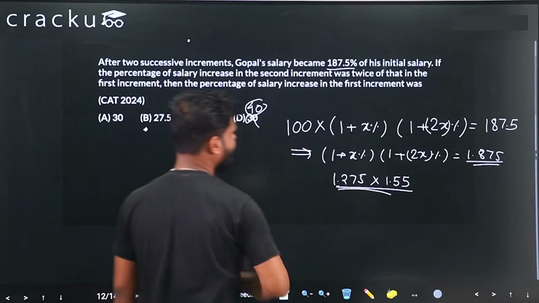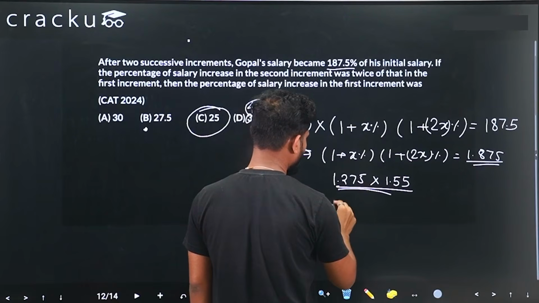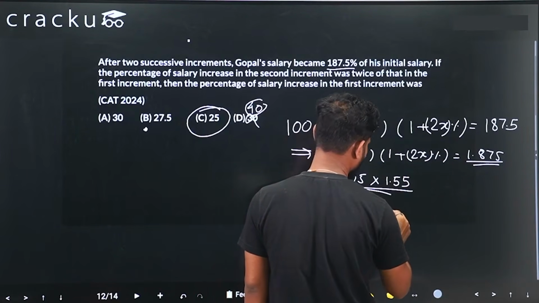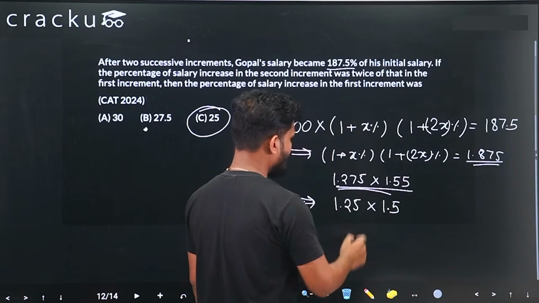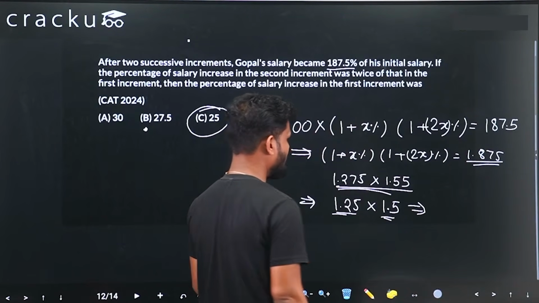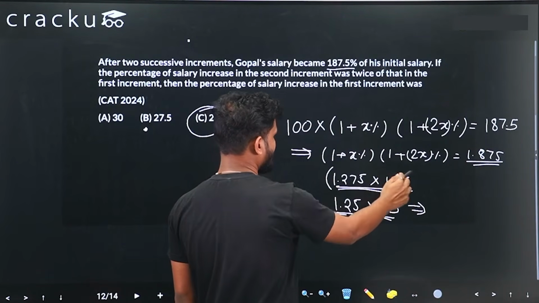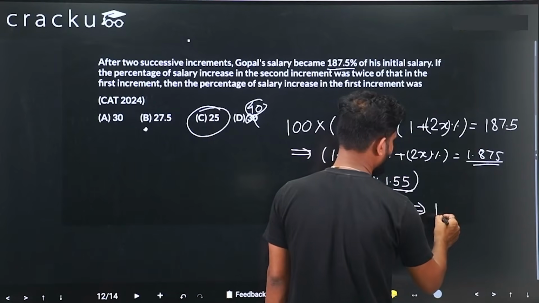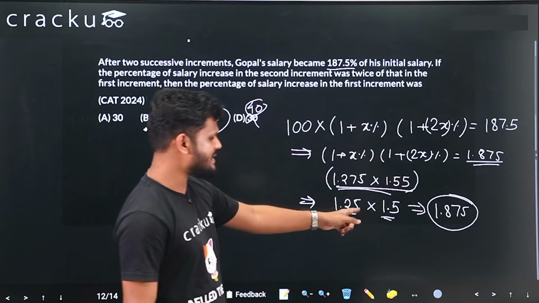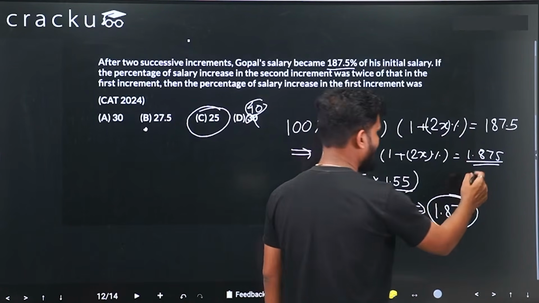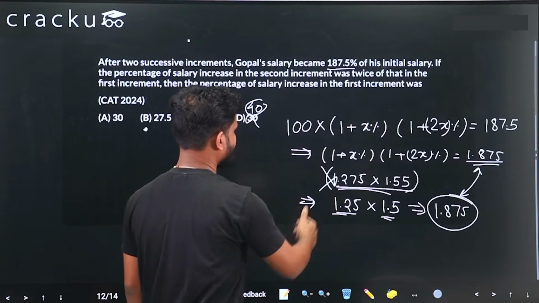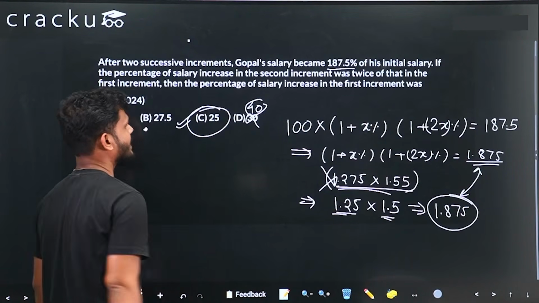Now look at 25. So if you do this, you will get 1.25 here into 25 into 2, it will be 1.5. The exact multiplication of 1.25 and 1.5 is easier to multiply than this one. So if you multiply this, from here you will get 1.875. So we first did the easier multiplication, we got exactly what we wanted. Hence we don't have to check for this, and this 25 will be the correct answer here.